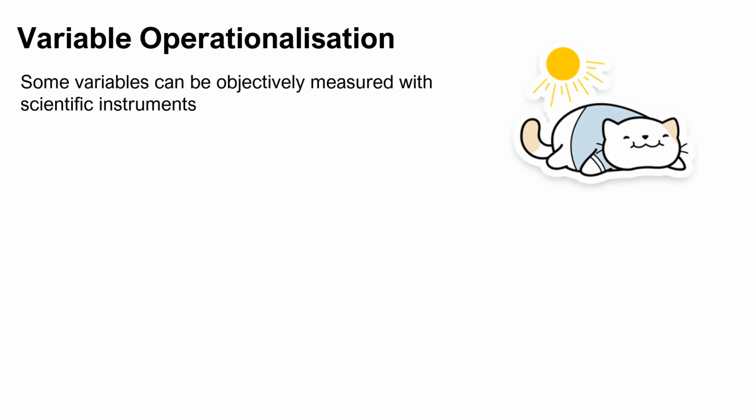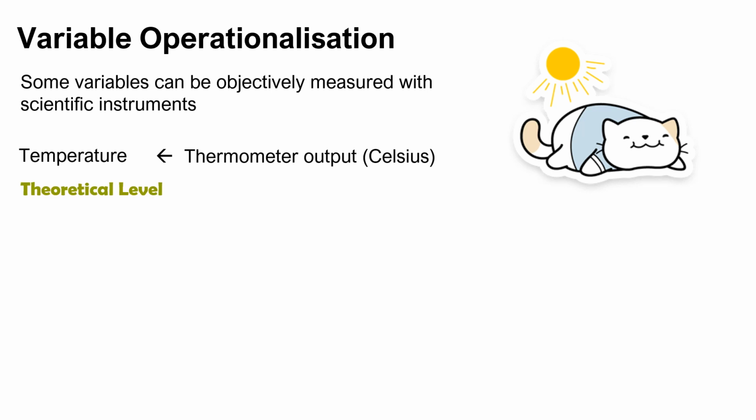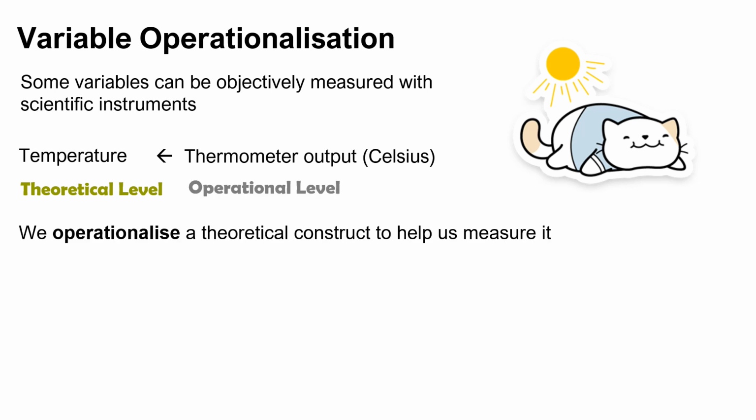Some variables can be objectively measured with scientific instruments. For example, if you want to measure if sitting in the sun changes your cat's temperature, you can use a thermometer. So the temperature is the theoretical construct that you're interested in, and the way you measure it is by using the thermometer. So we need to operationalize a theoretical construct to be able to measure it.